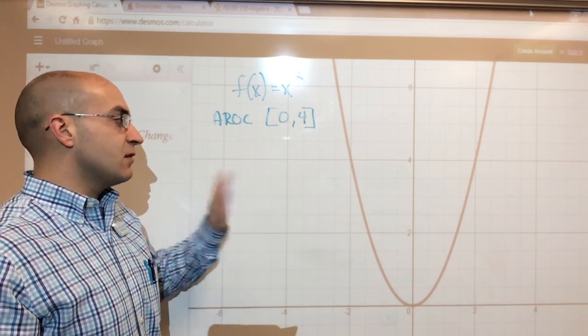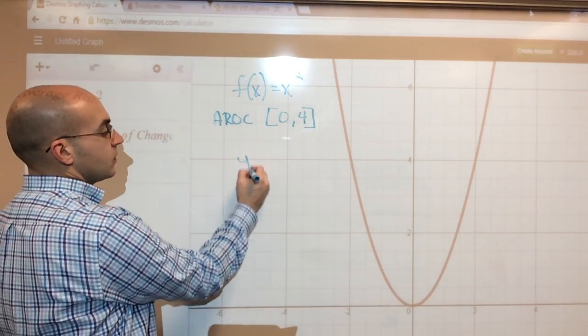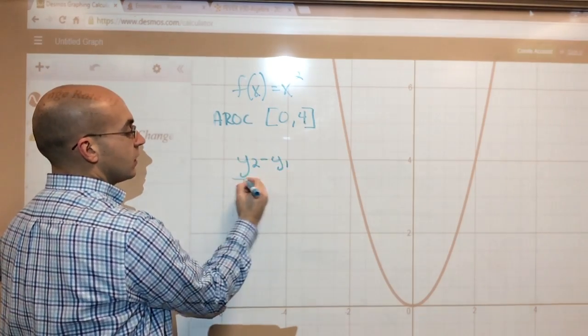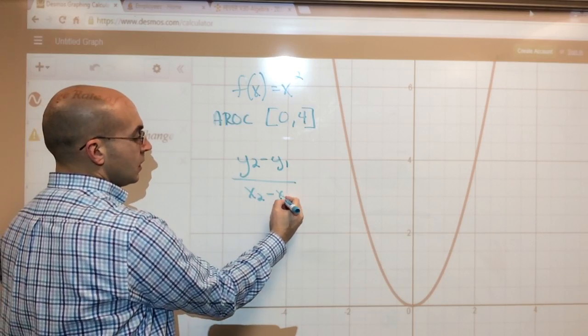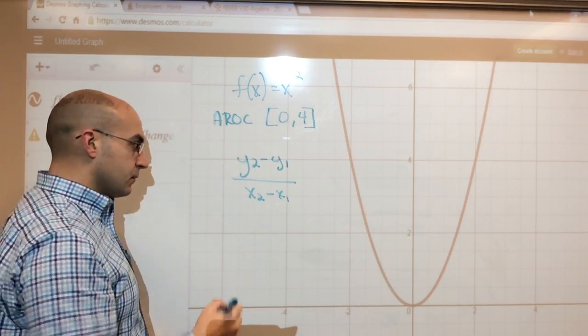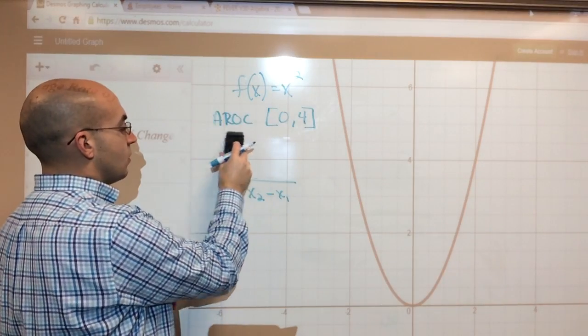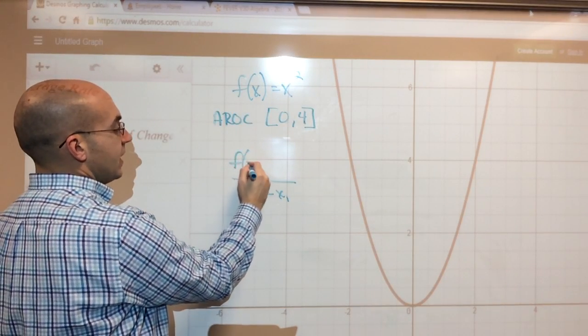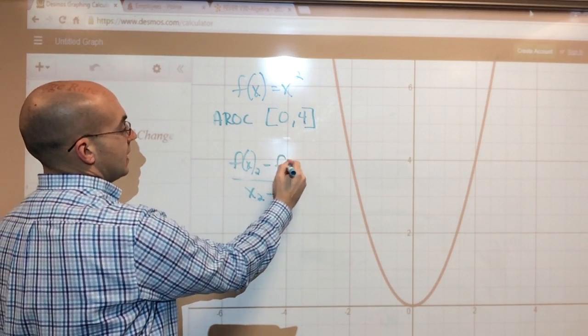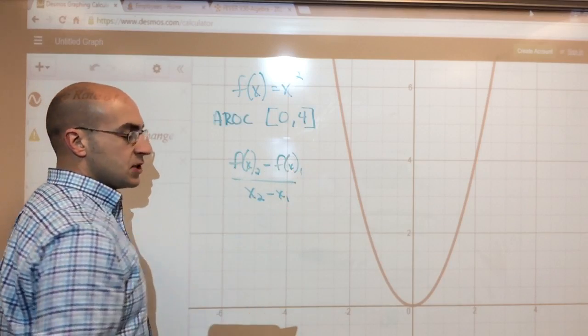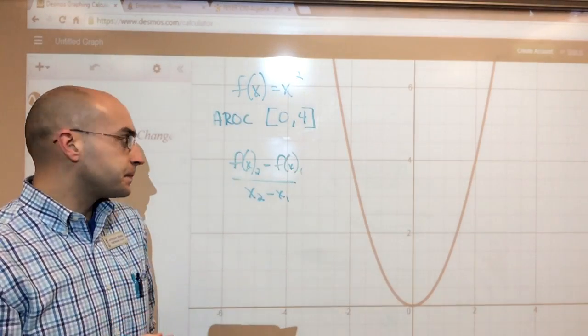So basically, remember the slope formula, right? The slope formula was y2 minus y1 over x2 minus x1. But things are going to change now. Remember, because we don't use y anymore, we use f of x. So I'm just going to simply erase the two y values, and this is going to be f of x2 minus f of x1. So I'm still trying to find 2 points on this graph.